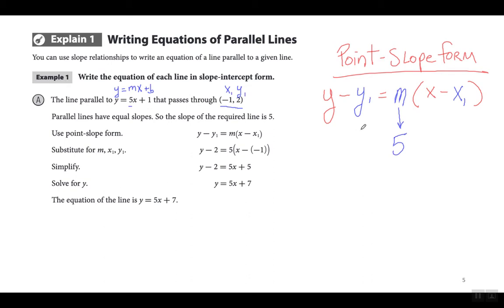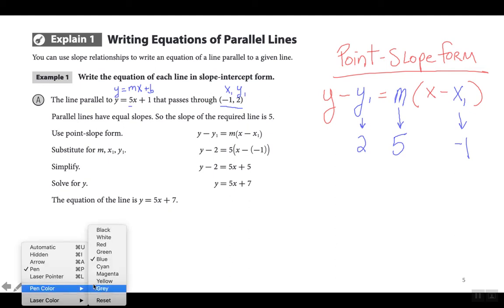Alright, so when I substitute that, the y1 goes here, the x1 goes here. Give me 1 second to fill out the rest with a different color.